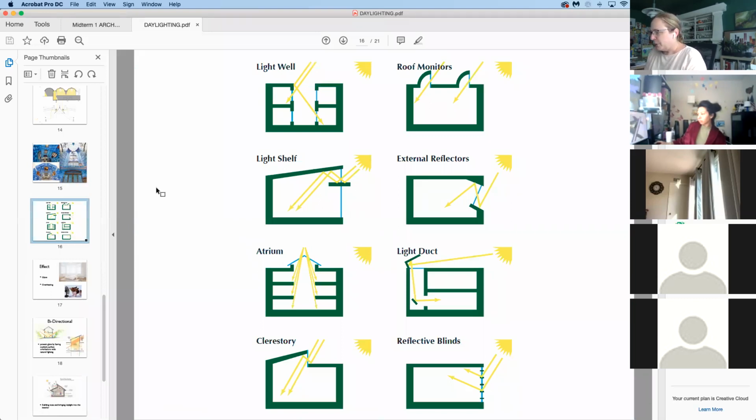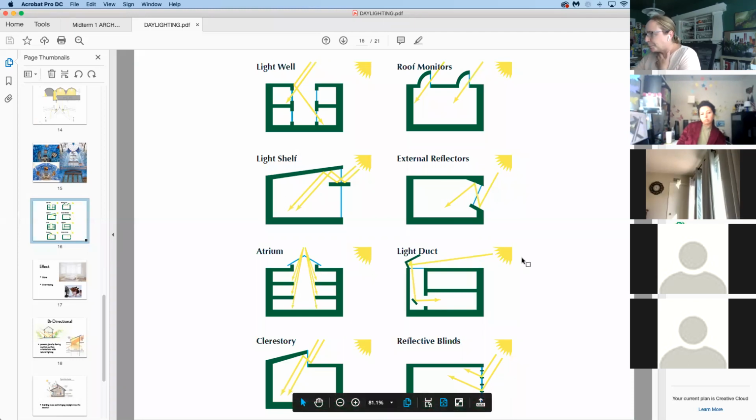That's the end of my examples. But there's so many. There's some terminology that helps us define the type of light that's coming in, like a sunlight, a skylight, or a clerestory window, or an atrium. These are just some very typical names.